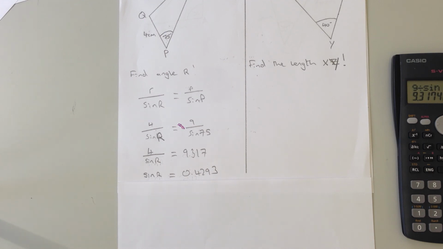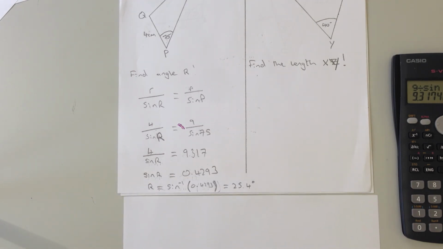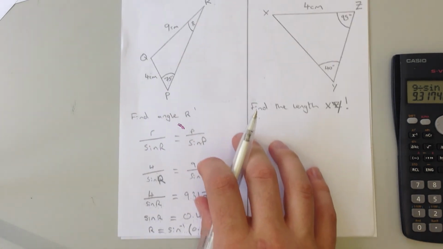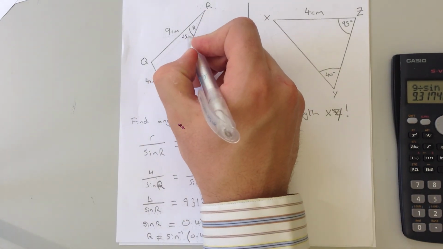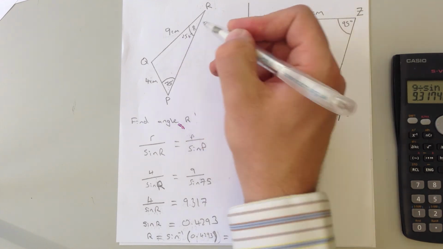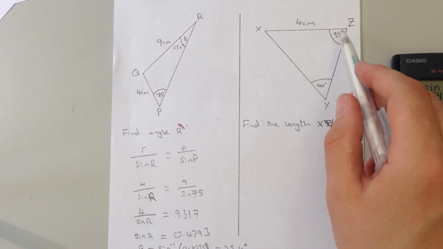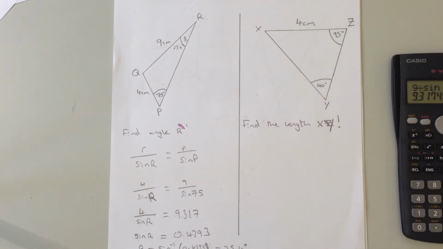Now, because we've got sine R, thinking back to your grade B trigonometry stuff, to work out what R is, we need to do the inverse sine of that. So R is the inverse sine of 0.4293, which works out at 25.4 degrees. So that's angle R, 25.4 degrees. Okay, the second style of question then is one where we're given two angles and one of the opposite sides with it.